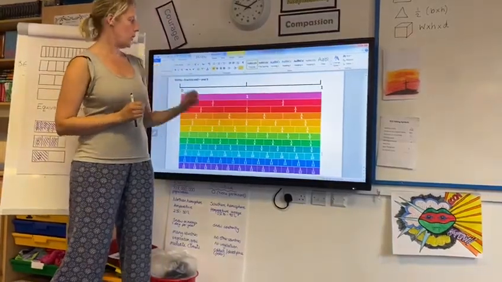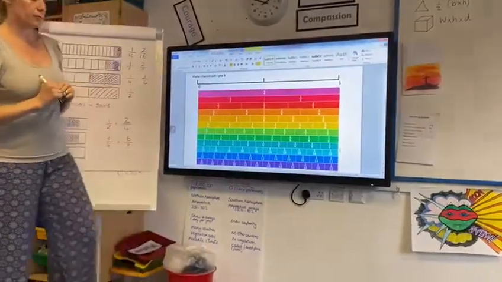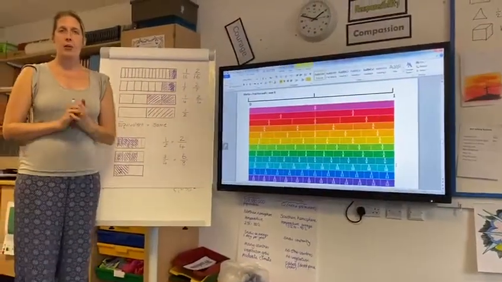So when you're doing your work, use your fraction wall to help you. I hope that all makes sense, and good luck with equivalent fractions.